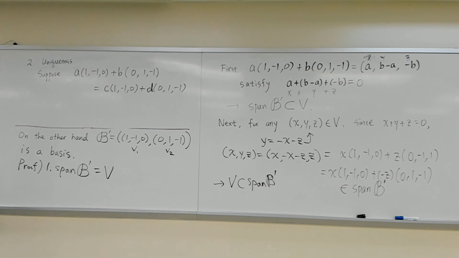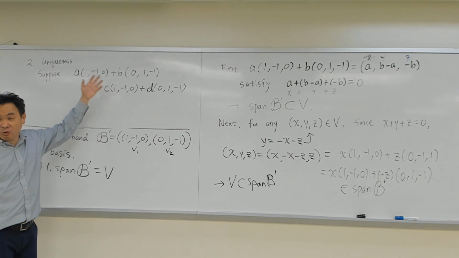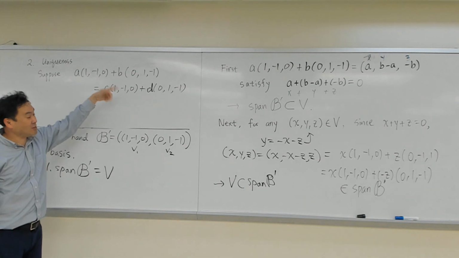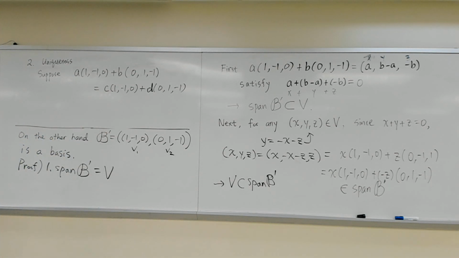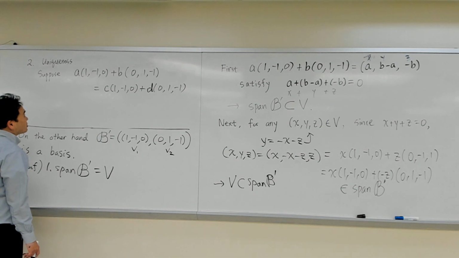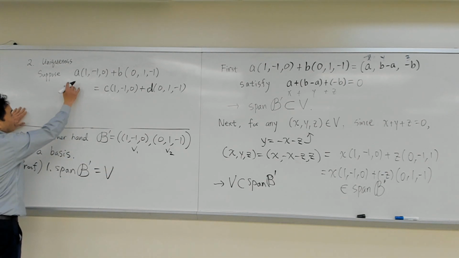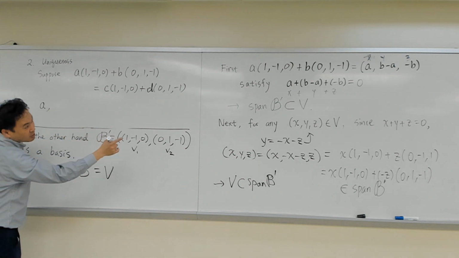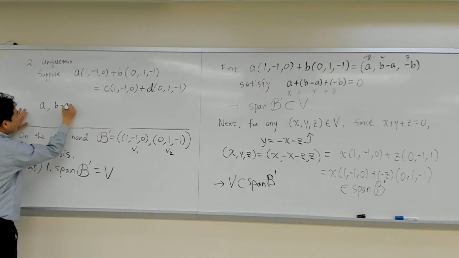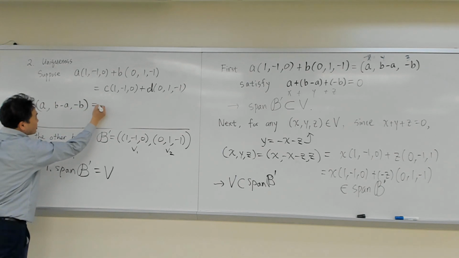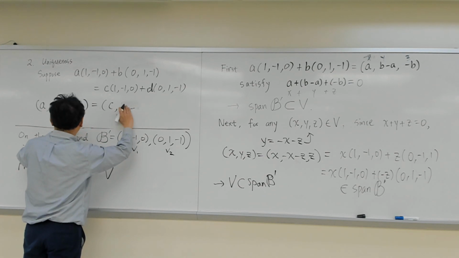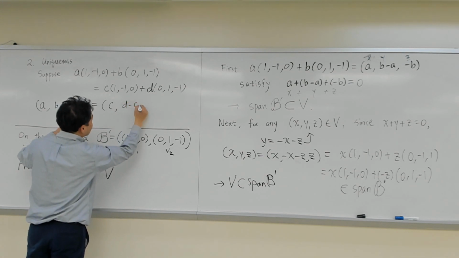How do you show something's unique? You say two things are equal, and you show that the only way that this can be true is if A is C and B is D. Okay. So let's write down what that means. So in that case, the left side gives you A, we already did that here somewhere, right? B minus A, negative B, is equal to C, D minus C, and then negative D.